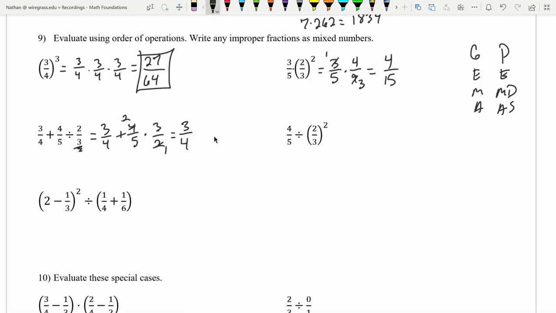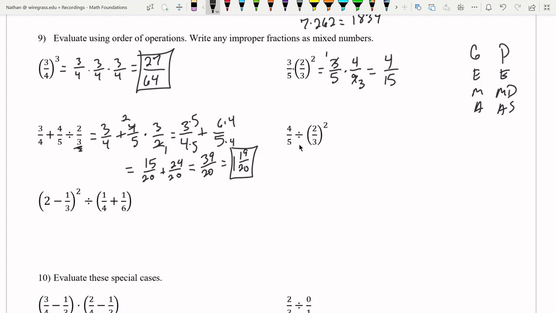Multiplication and division. I have 2 times 3 is 6. 5 times 1 is 5. And now I need to have common denominators because we're doing addition here. 4 times 5, 5 times 4, going to give me 15 over 20 plus 24 over 20. Or, let's see, 39 over 20, which is the same thing as 1 and 19/20.